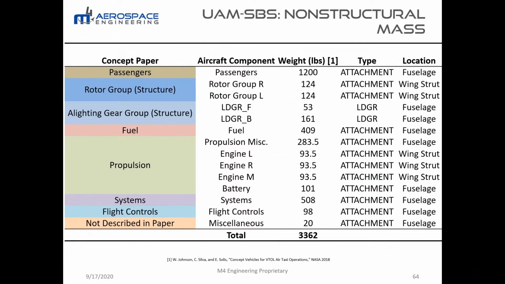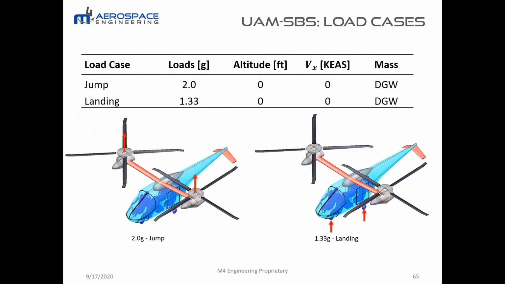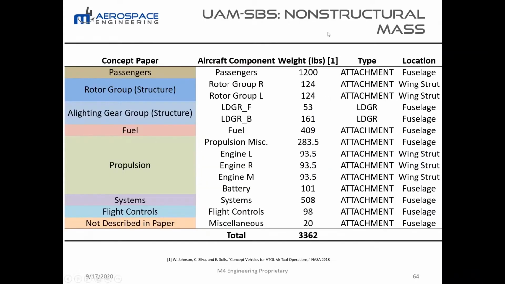All right, so our non-structural masses, luckily here we have a lot of good sources for our non-structural masses, and we've broken them down into the groups here. All of these are using either the attachment or the landing gear card, which are point non-structural masses, and then we're going to rigidly attach those to various components. So you can see mostly the fuselage and the wing strut here.